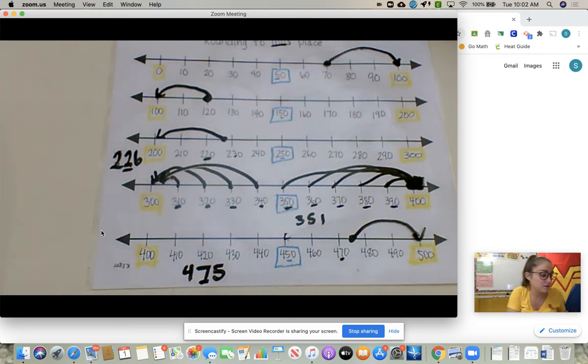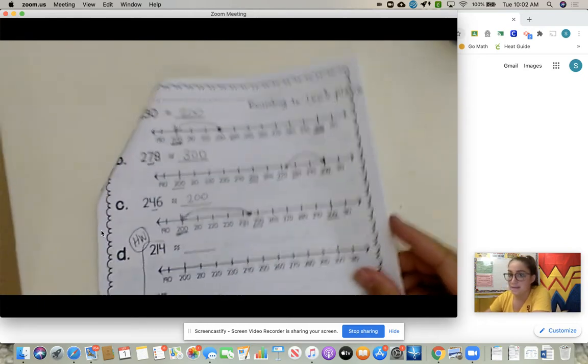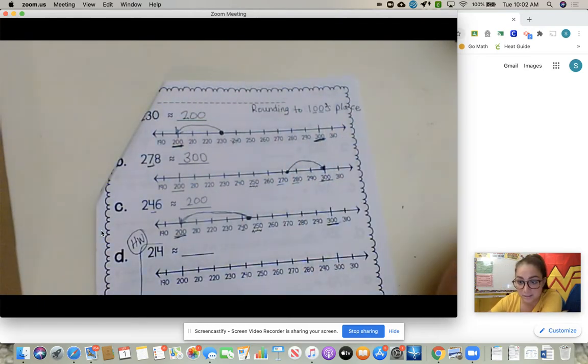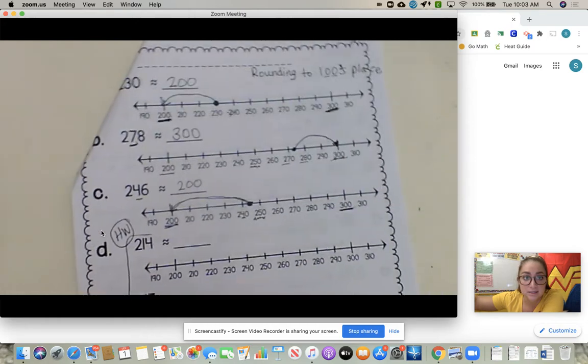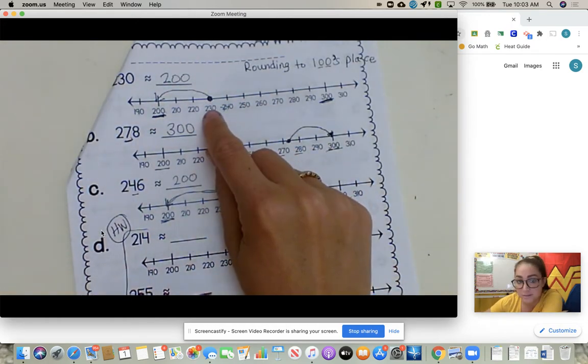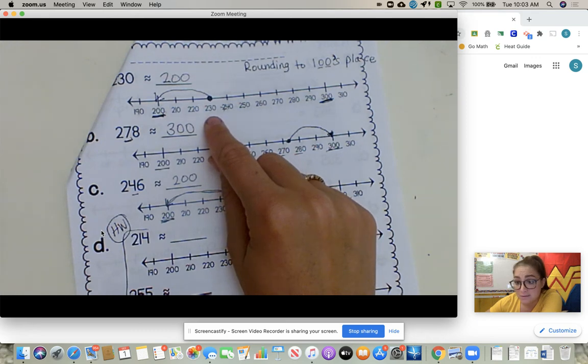Then we practice. So in your 3rd grade math, I'm going to skip the first, go to the second page. You need to write rounding to hundreds place on top, because we're rounding to hundreds, not the tens anymore. Pause whenever you need. So this is 230. We plotted 230. There's a lot more numbers now. Think about those yellow numbers on your number line.